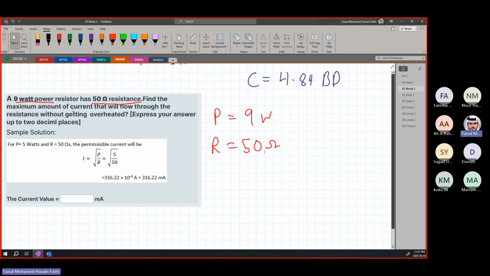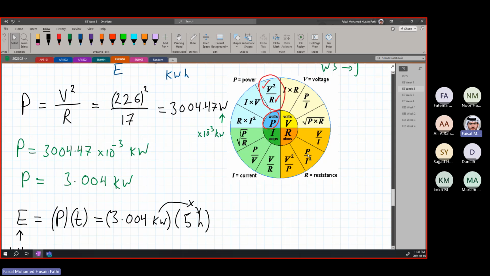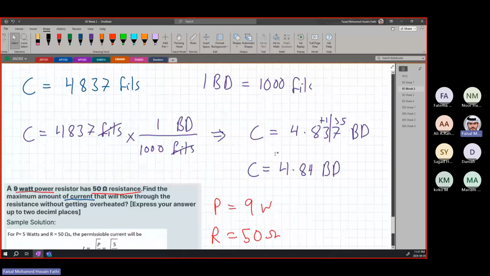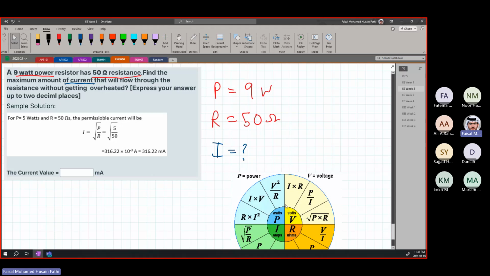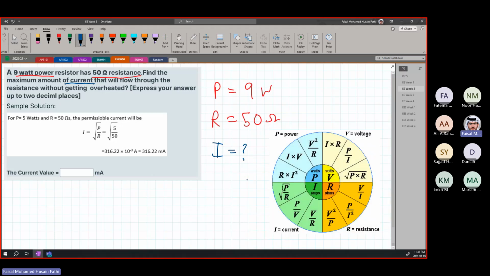Find the maximum amount of current. So they want us to find current. We need to find I, then through the resistance. How do you find it? Again, we go back to the circle we have. Very easy. Just use the circle to make it easier for yourself in the exam. You have the power and you have the resistance. So what do we find first? We find the amps.